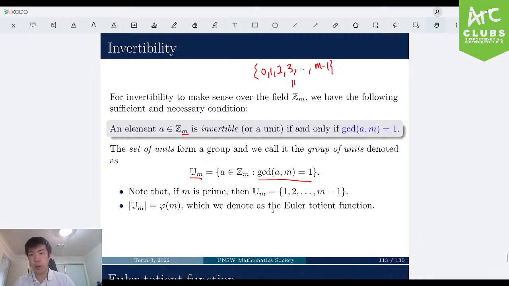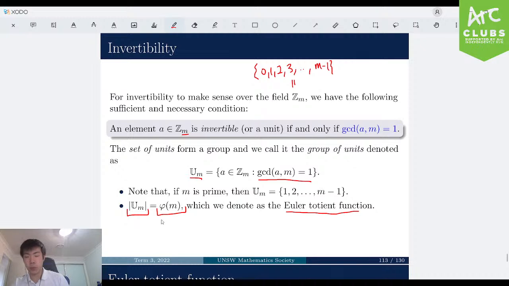The number of units, the cardinality of UM, we denote by a function called the Euler totient function, phi of m.